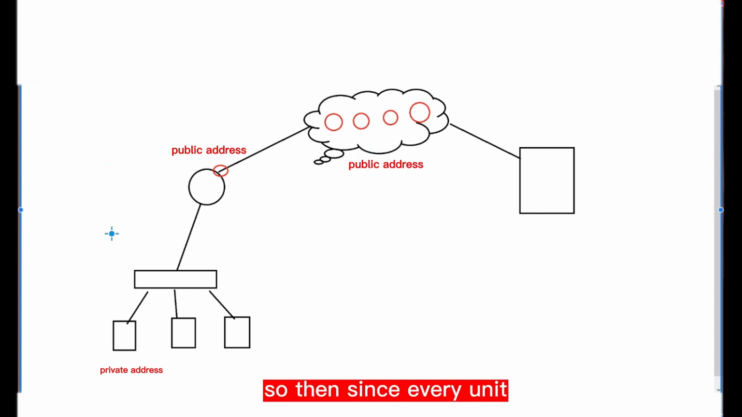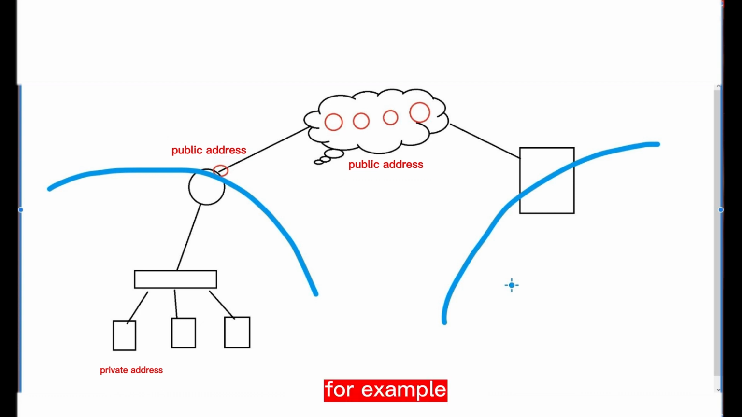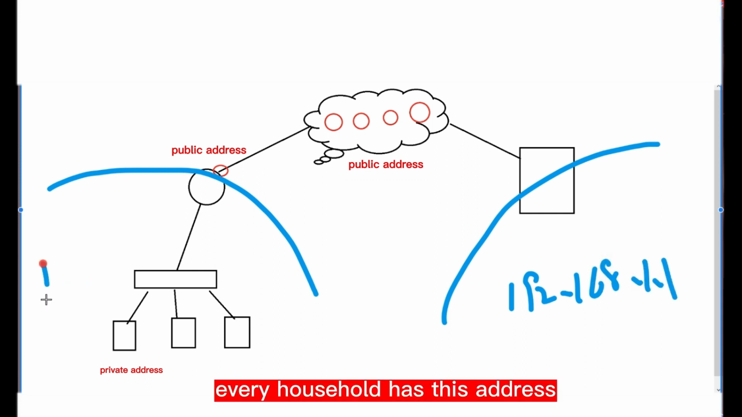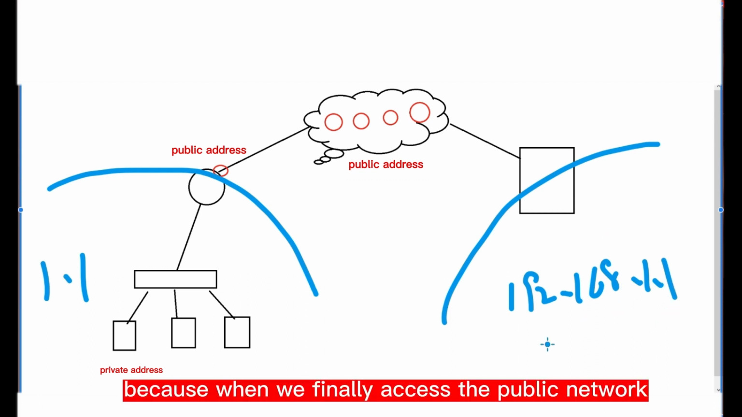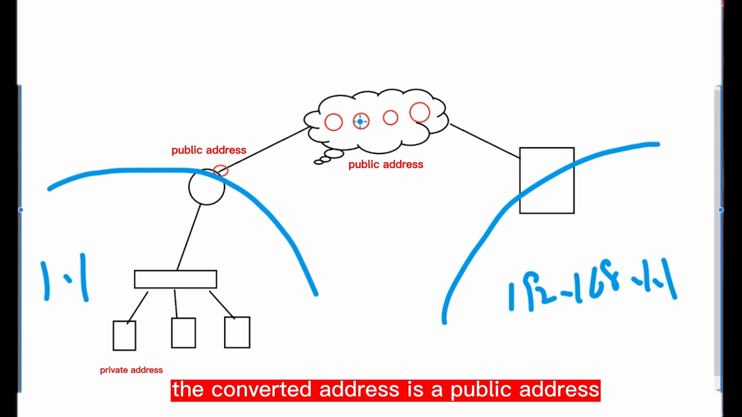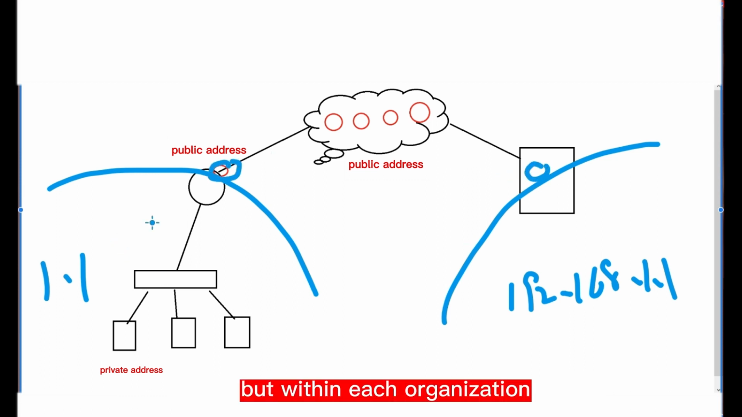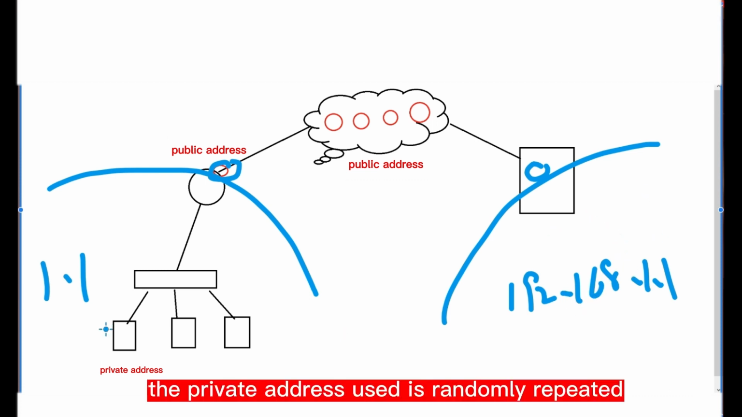So since every unit, every organization and institution can use private addresses internally without repeating, for example, we can all use 192.168.1.1. Every household has this address. Why does it not conflict? Because when we finally access the public network, the converted address is a public address. It will not repeat. But within each organization, the private address used may be repeated arbitrarily.